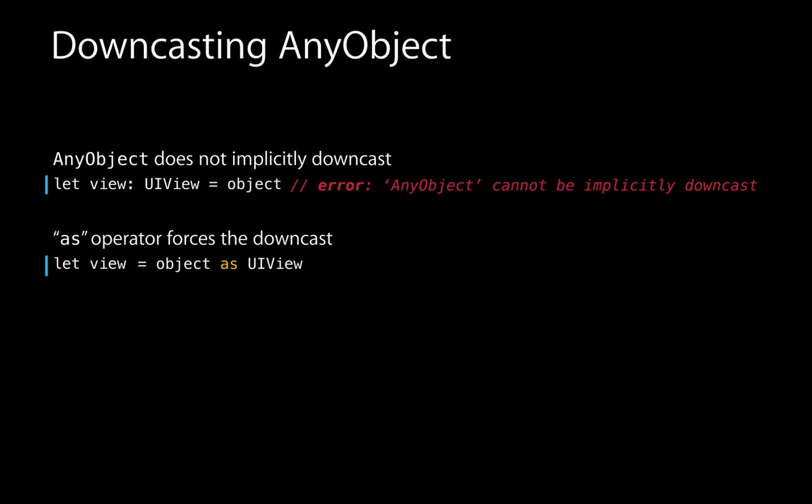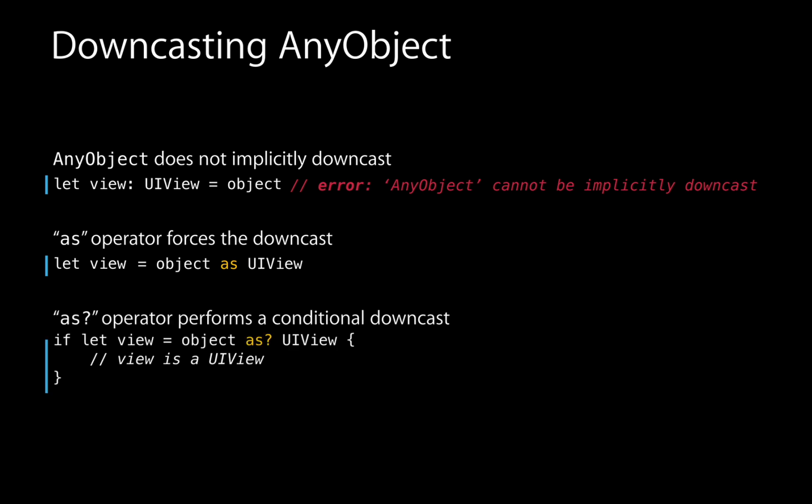Now, if you don't know whether this object is a UI view or not, you can use the as question mark operator that performs a conditional downcast. I think you guys have figured it out, but just to be sure, this is doing an is kind of class check, and it's wrapping the result in an optional UI view. It's nil if the check failed. It has the UI view if the check succeeded. We can do an if let here to completely do this entire thing safely, and view in here is the UI view we're looking for.